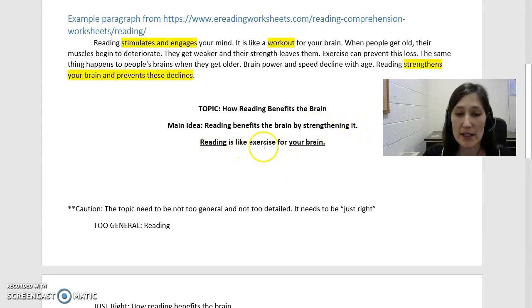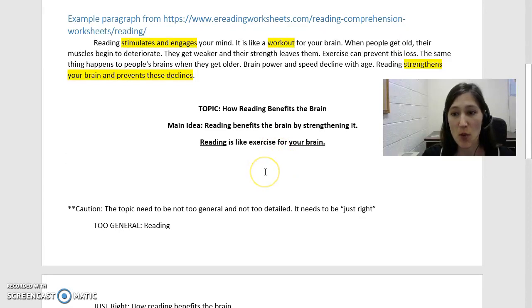Or you could say reading is like exercise for your brain. I think that's kind of the same idea, that it strengthens it, and that's what the author is saying in the details. Again, I still have the topic, reading helping your brain, and then I just added this main point the author is saying, which is that it's like exercise.